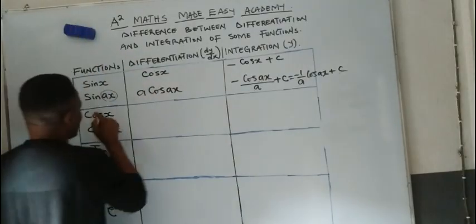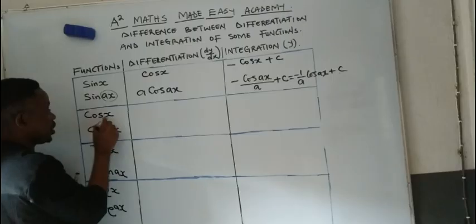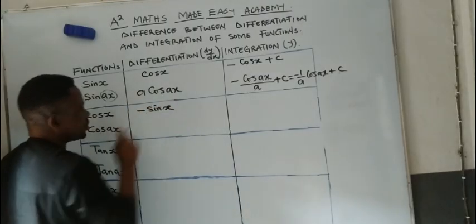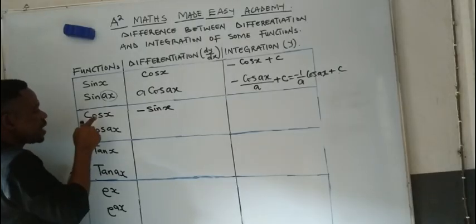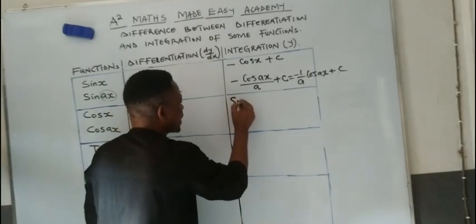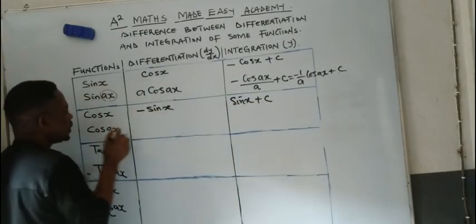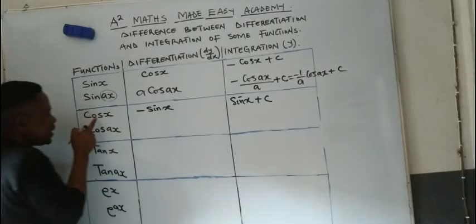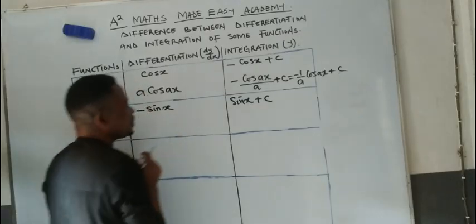The next one is cos. Now, how do we differentiate cos x? Anytime you are asked to differentiate cos x, the answer is minus sine x. Then can we look at how to integrate cos x? I want you to understand this. When you are integrating cos x, the answer is just sine x, then plus c. Can you see the difference between these two? The derivative of cos x is minus sine x, but the integral of cos x is sine x plus c. Can you observe the difference?